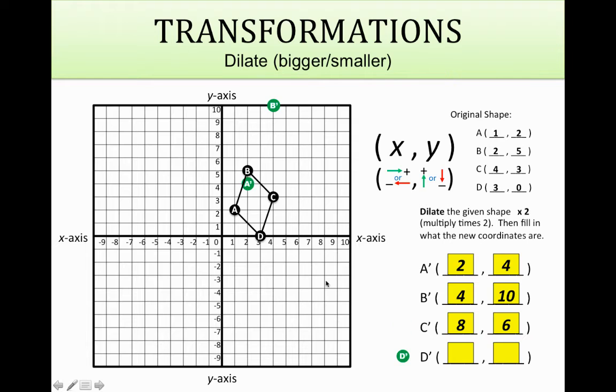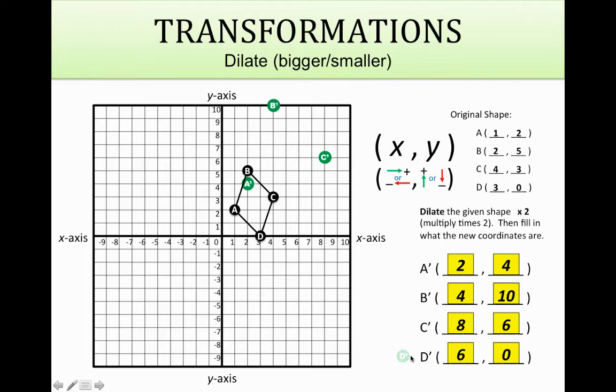So we'll grab C prime here. We'll go over 8 and then up 6. We'll be right there. All right, and then lastly, let's do D prime. So we'll take a look at D's points here. So we're going to multiply 3 by 2. That's going to give us 6 for this spot. All right, and then 0 times 2, 0 times anything is going to be 0.